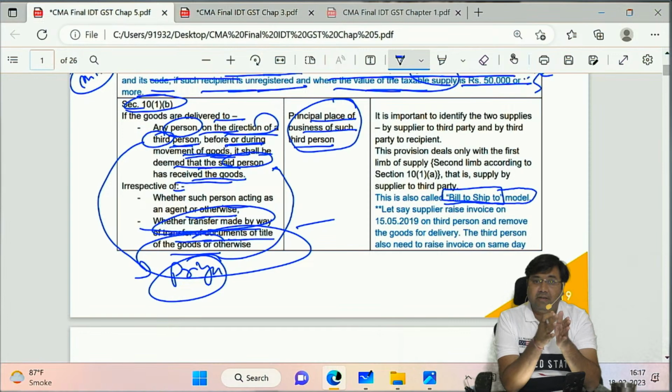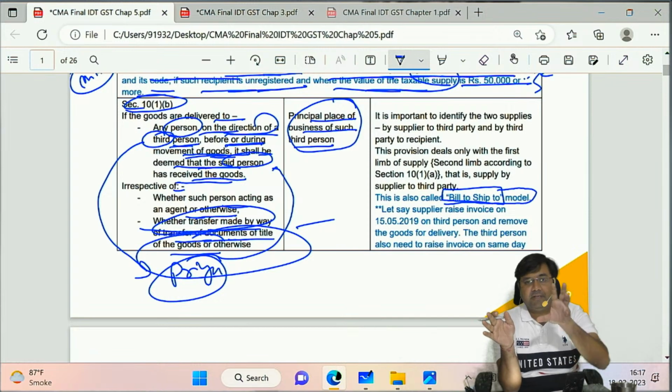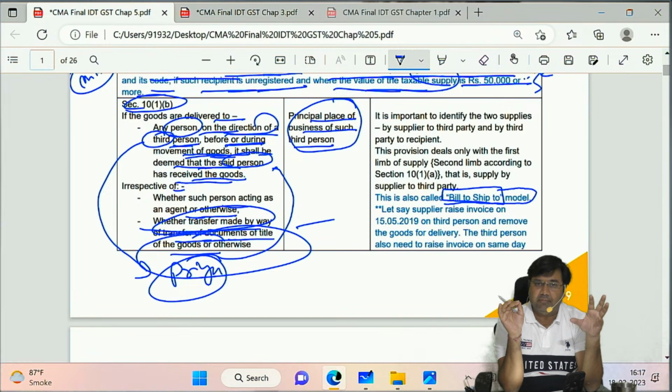It may be during the transit, or maybe before the journey starts. All these things are irrelevant, whether title is transferred or not. Everything is irrelevant. The third person is giving instruction, and on such person's instruction wherever the goods are delivered, that also becomes irrelevant. Here it is basically the third person's principal place of business, who is giving instruction. That principal place of business is going to be the place of supply.